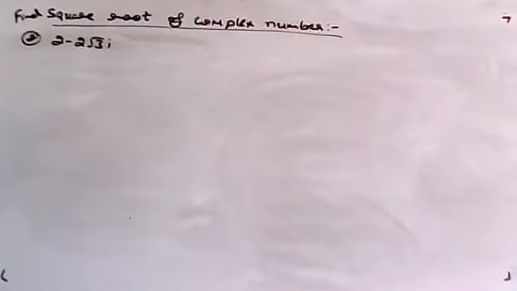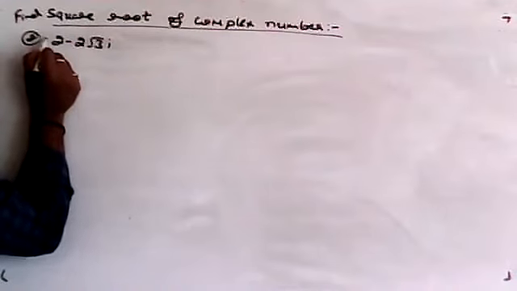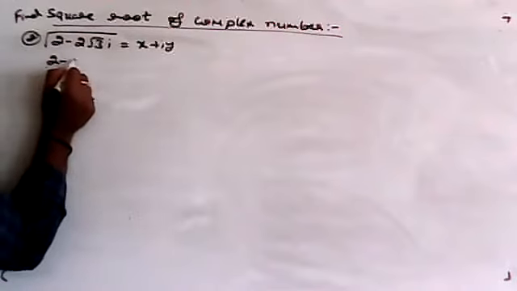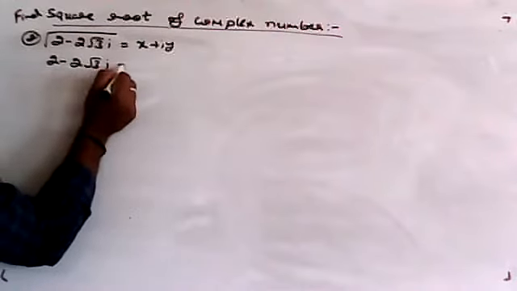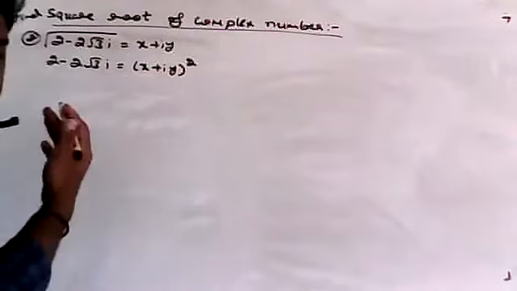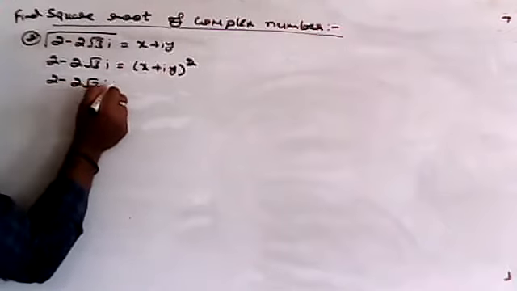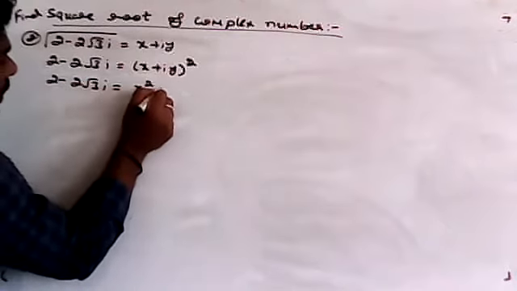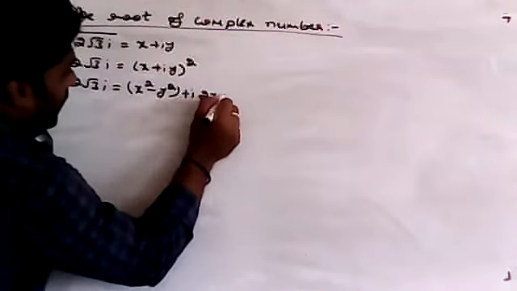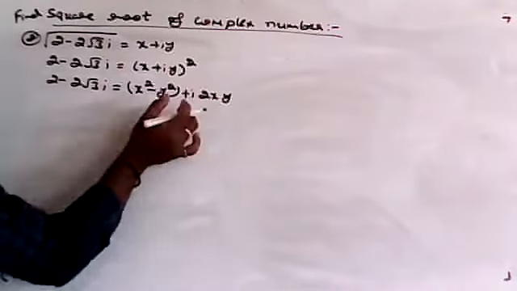So this we have to take as what? Root, no? Root of it is equal to what? x plus iy. Then 2 minus 2 root 3i is equal to x plus iy the whole square, as I said. If we square that one, we'll get what? 2 minus 2 root 3i, same as the previous problem, that is x square minus y square plus i times of what? 2xy. Correct?